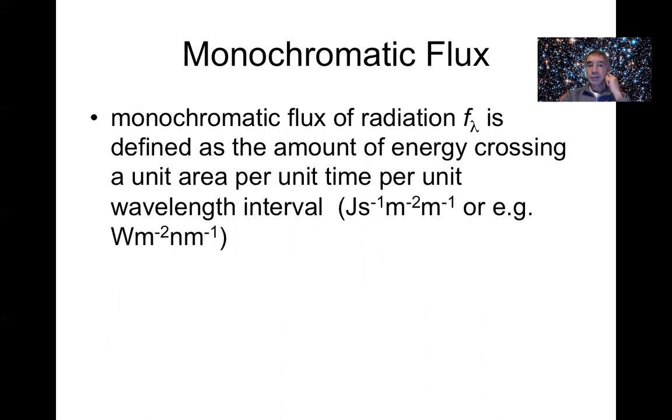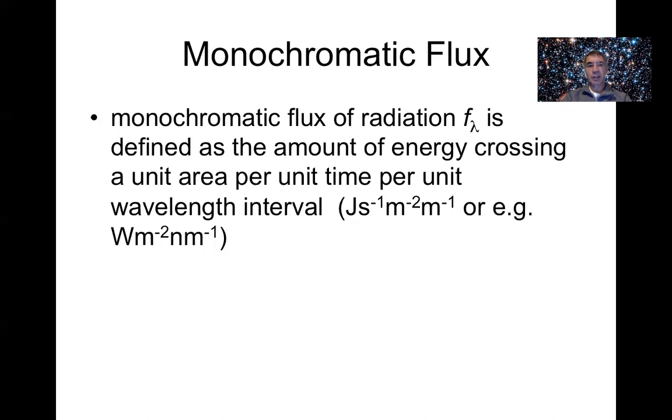So the name derives from mono, meaning a single, and chromo, meaning a color. So this is like the flux at a single wavelength, basically, a single color. So the monochromatic flux of radiation, I'm going to give the symbol F sub lambda here. So the F for flux and the subscript lambda, indicating that it's a function of wavelength. So F lambda is defined as the amount of energy crossing a unit area per unit time and per wavelength interval. Okay. So it's a little bit of a mouthful.